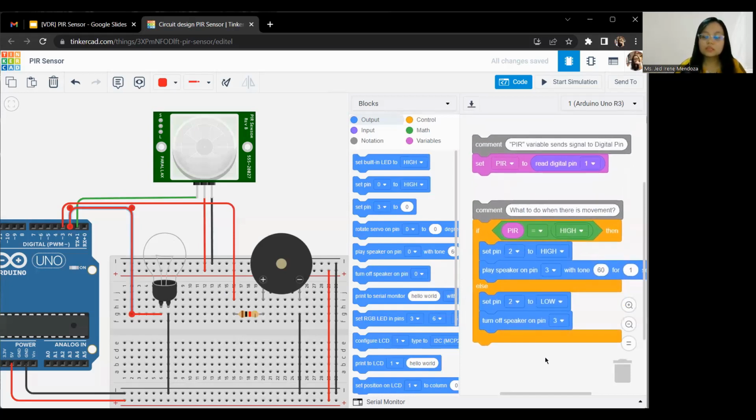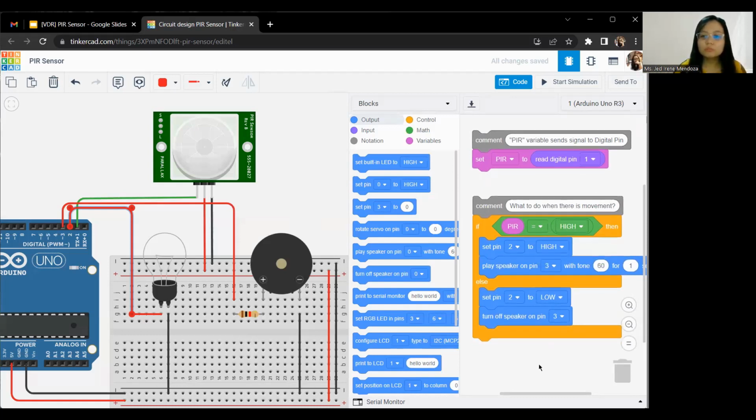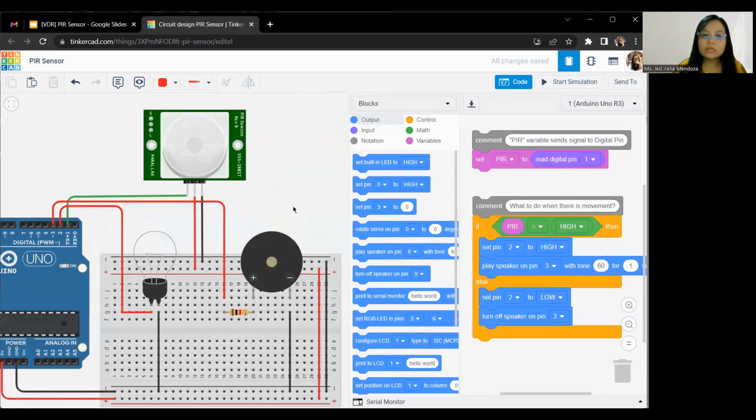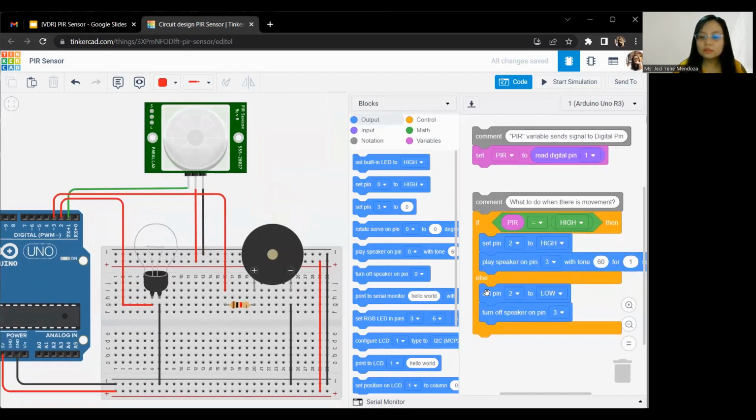So let me just discuss this code very quickly. What will happen here is if the PIR sensor is equal to high, it means it detected an unusual movement. We will have set pin 2, which is the light bulb, to high. We will turn on the light bulb as well as we will play sound on speaker pin number 3. Pin number 3 is where we connected our piezo right here. Now, if there is no movement detected, the code will proceed here. Set pin number 2 to low, meaning we will turn off the light bulb as well as we will turn off pin number 3, which is the piezo or speaker.